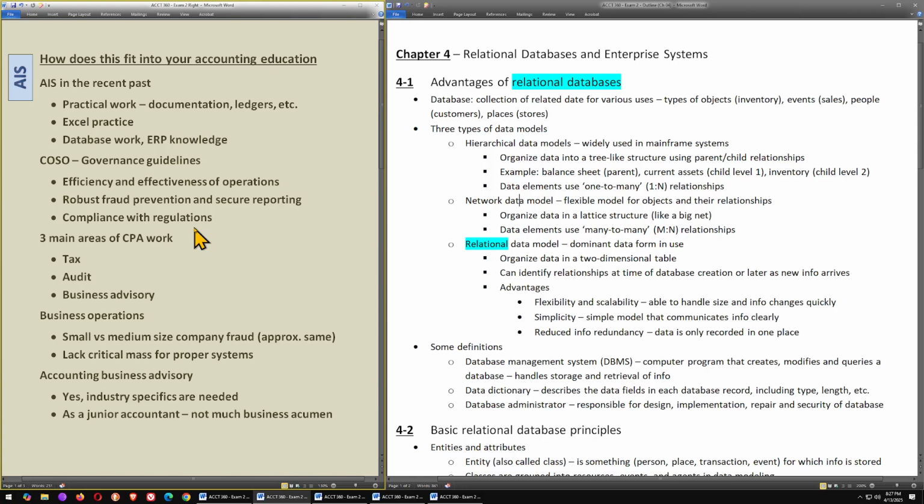So if those are the three things that go into what good governance is for a company, let's match that up with the three main areas of CPA work.